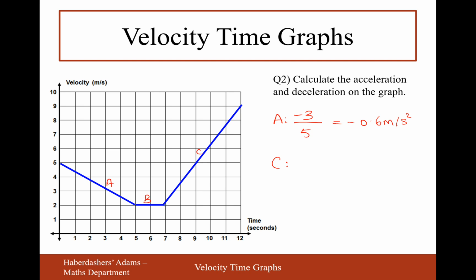For section C, we have a speed going from 2 up to 9, so that's an increase of 7 divided by 5 seconds. So 7 divided by 5, let's just grab a calculator. 7 divided by 5 is 1.4, I think. Yep, 1.4 meters per second squared. And that's positive because it's accelerating, it's increasing its speed.